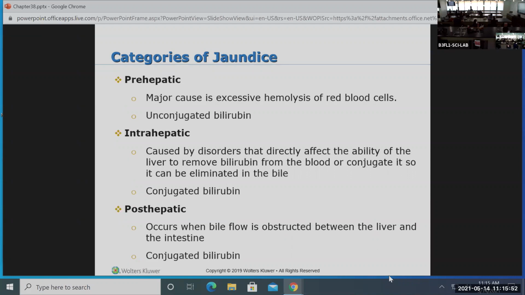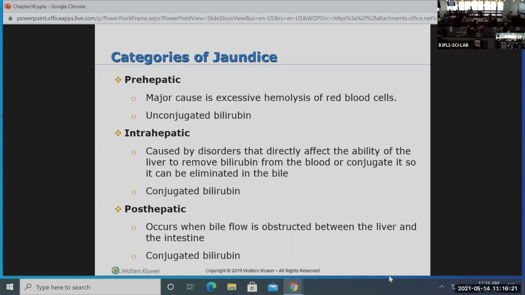Now, the last one over here, the post-hepatic. That means something is wrong, but the liver is perfectly fine. The liver is working okay, but there's something wrong with the tubes coming out from the liver. What are those tubes called? Those tubes we call ducts. Right hepatic duct and the left hepatic duct.